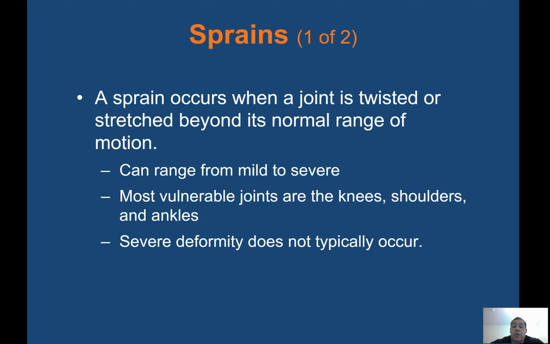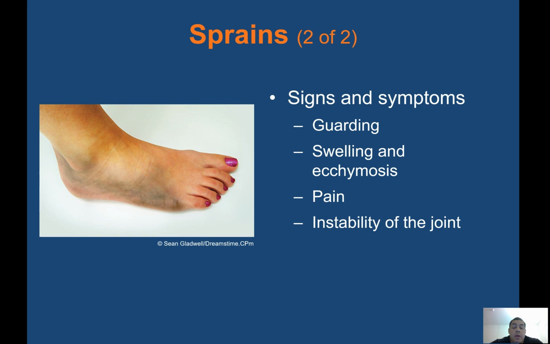Sprain. A sprain occurs when a joint is twisted or stretched beyond its normal range of motion. Can range from mild to severe. Most vulnerable joints are the knees, shoulders, and ankles. Severe deformity does not typically occur. Signs and symptoms: guarding, swelling, ecchymosis, pain, instability of the joint.